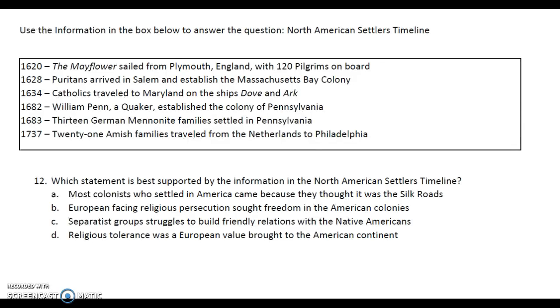1682. William Penn, a Quaker, established the colony of Pennsylvania. 1683. 13 German Mennonite families settled in Pennsylvania. 1737. 21 Amish families traveled from the Netherlands to Philadelphia.